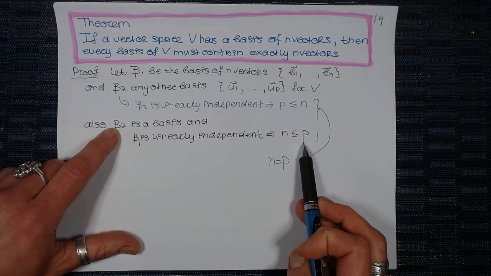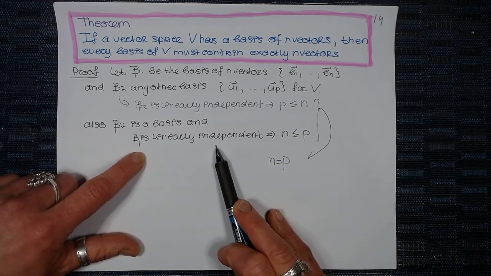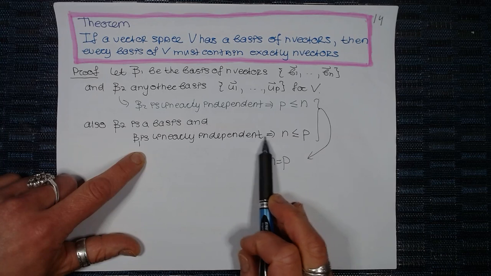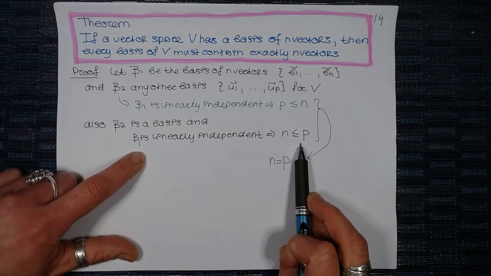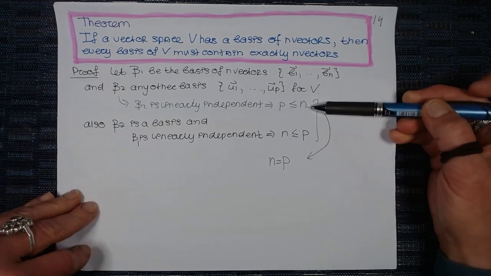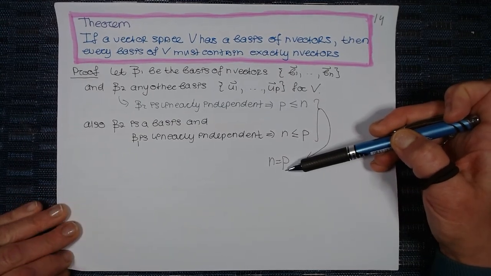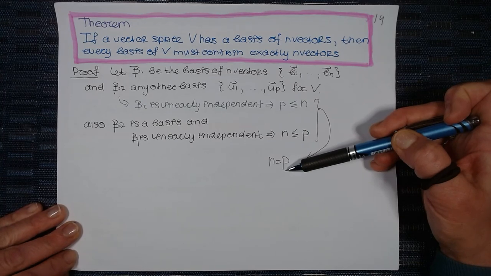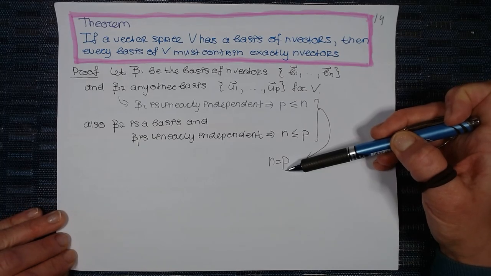Because if a vector space has a basis with p vectors and beta 1 is a linearly independent set in that vector space, then I cannot have more vectors in this linearly independent set than the number of vectors in the basis. So we basically get that p is less than or equal to n, and n is less than or equal to p, so n must be equal to p, right? So if I have any basis of a vector space, then all of those bases have to have the same number of vectors.